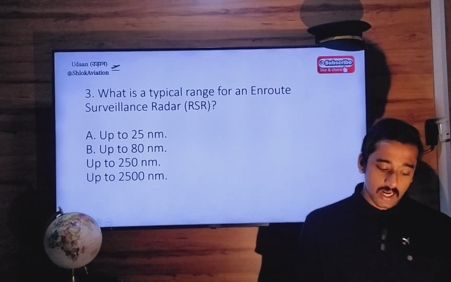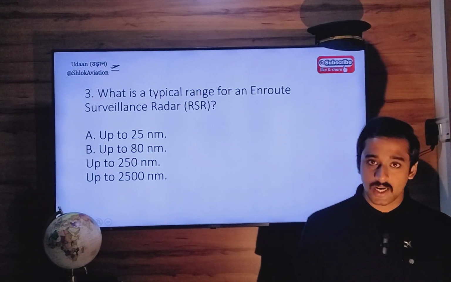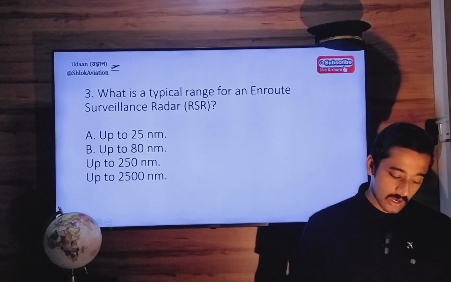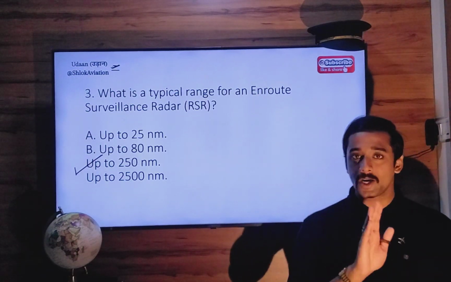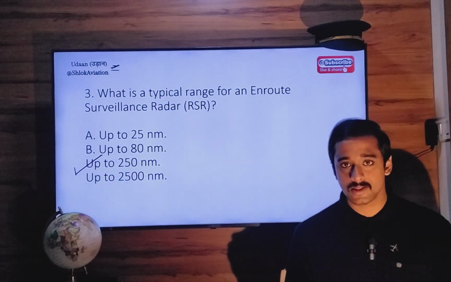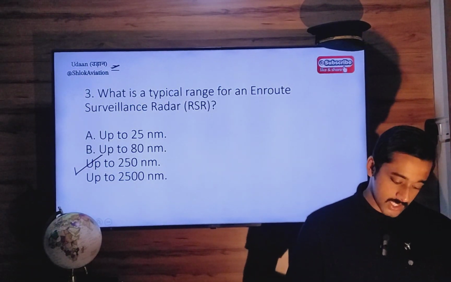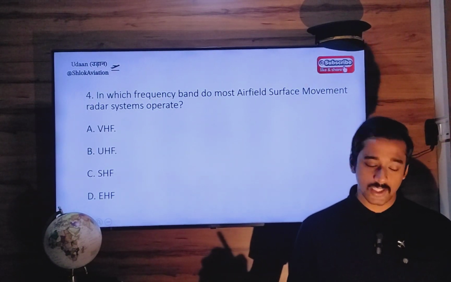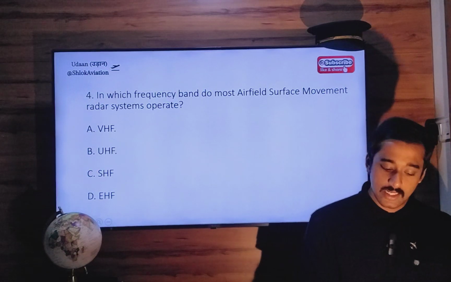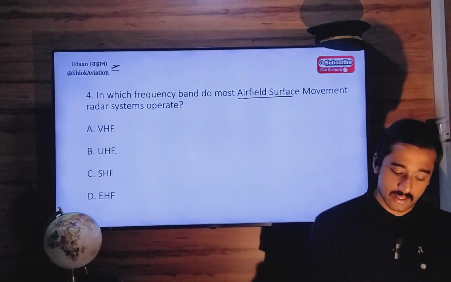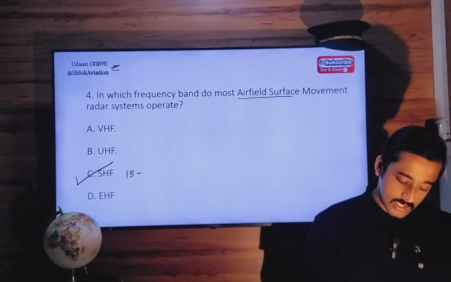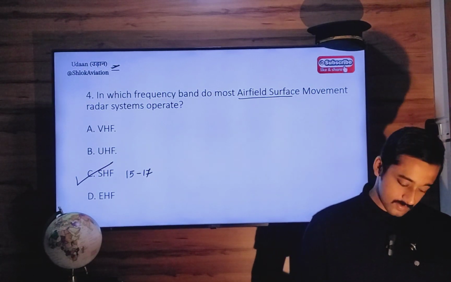Next, what is a typical range for en route surveillance radar? En route means area surveillance radar. So it is a very long range, between 200 nautical miles and 300 nautical miles. So this is that answer. Next, in which frequency band do most airfield surface movement radar systems operate? They operate in the super high frequency band, 15 GHz to 17 GHz.